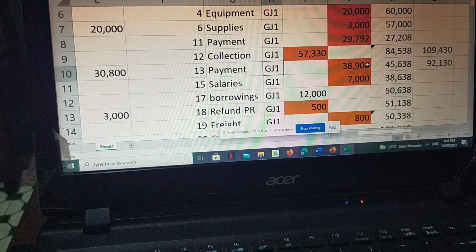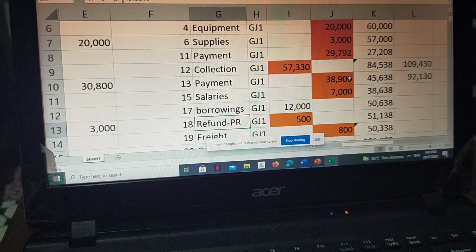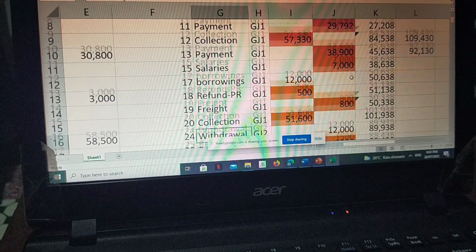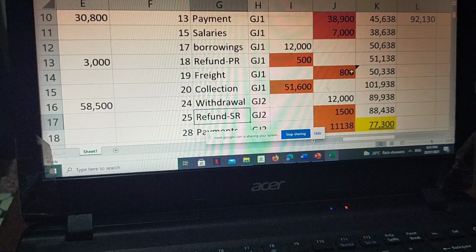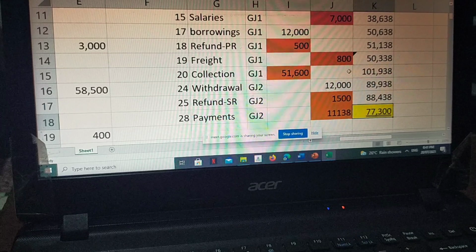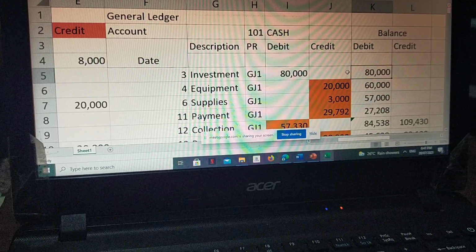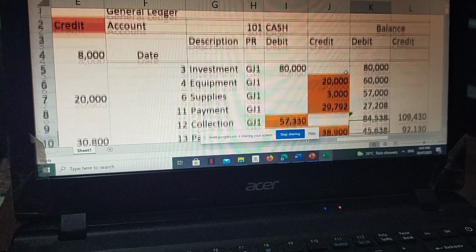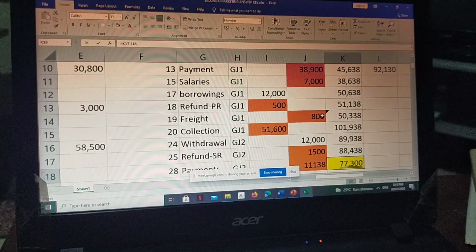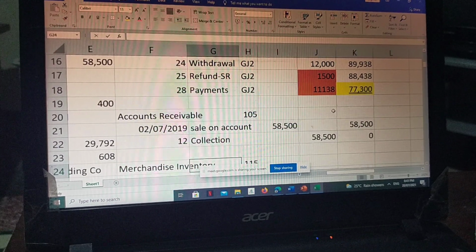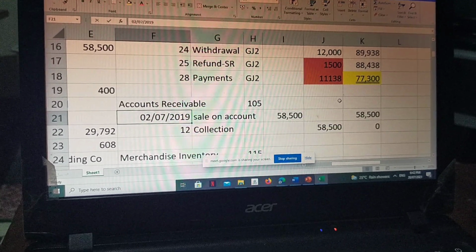And then again, the payment, the salaries, the borrowings from the bank, your refund or the purchase returns, and then the freight in and collection. Withdrawal, and then again, sales return or the refund from the sales return and payments. So that the running balance after transferring or posting to the ledger your journal entries, you have a total cash here of 77,300 pesos.